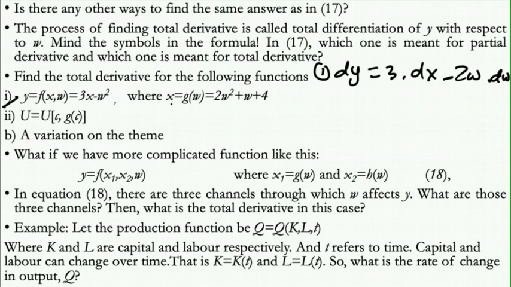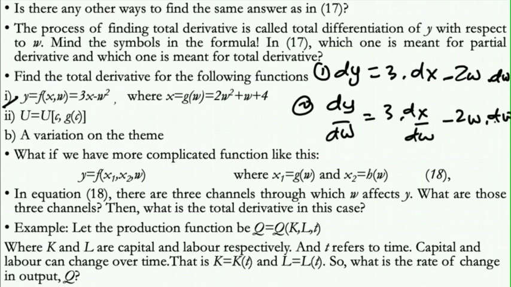Also, you have x equal to 2w squared plus w plus 4. And in the second step, what you need to do is divide this by dw, because the ultimate source of this equation is actually w. So you have dy over dw equals 3 times dx over dw minus 2w dw over dw. This one becomes 1, isn't it?